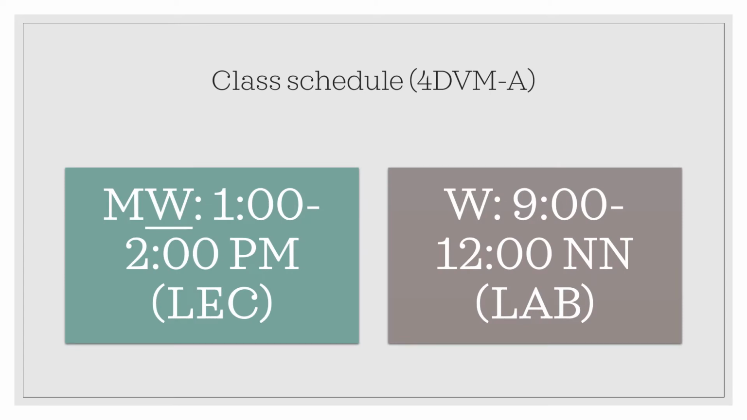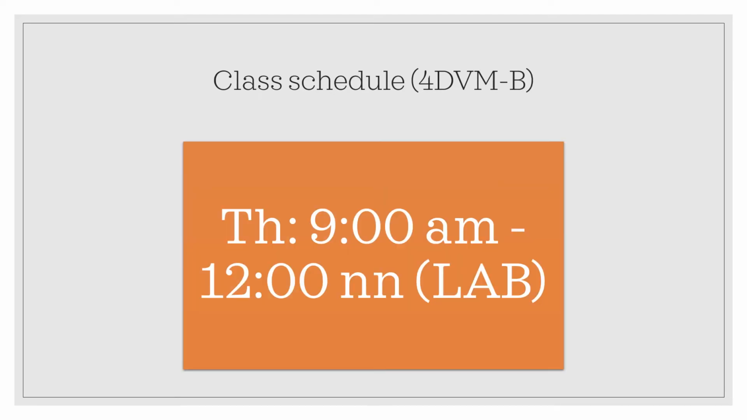For 4 DVMA, our class schedule is MW or Monday, Wednesday, 1 to 2 p.m. for the lecture. And for the lab, that will be on Wednesday, 9 to 12 noon. For 4 DVMB, I will only handle the laboratory, and that will be scheduled on Thursday, 9 a.m. to 12 noon.